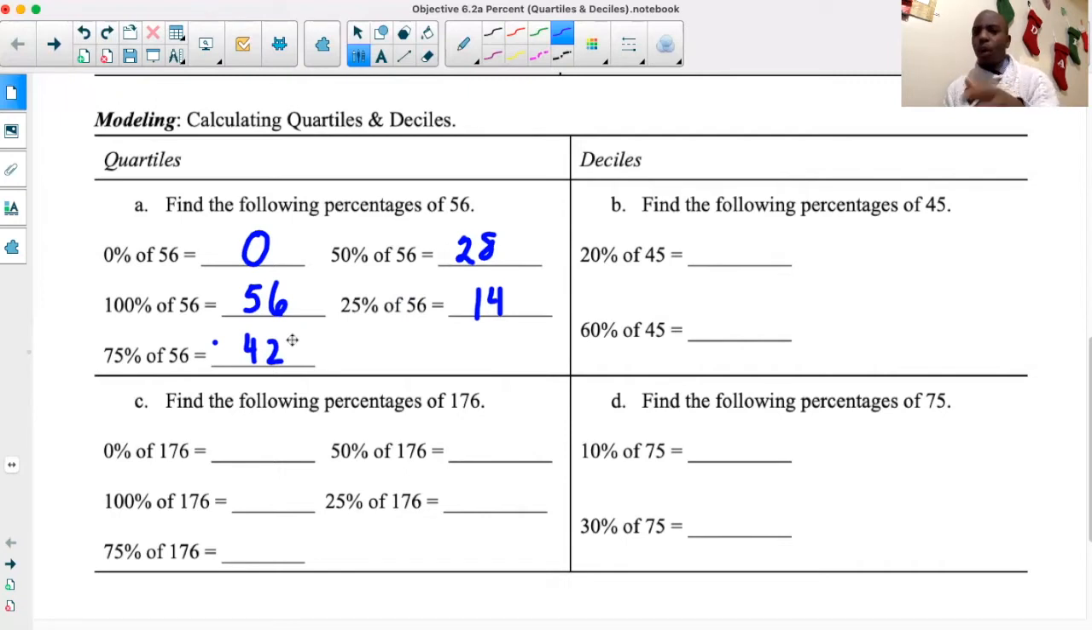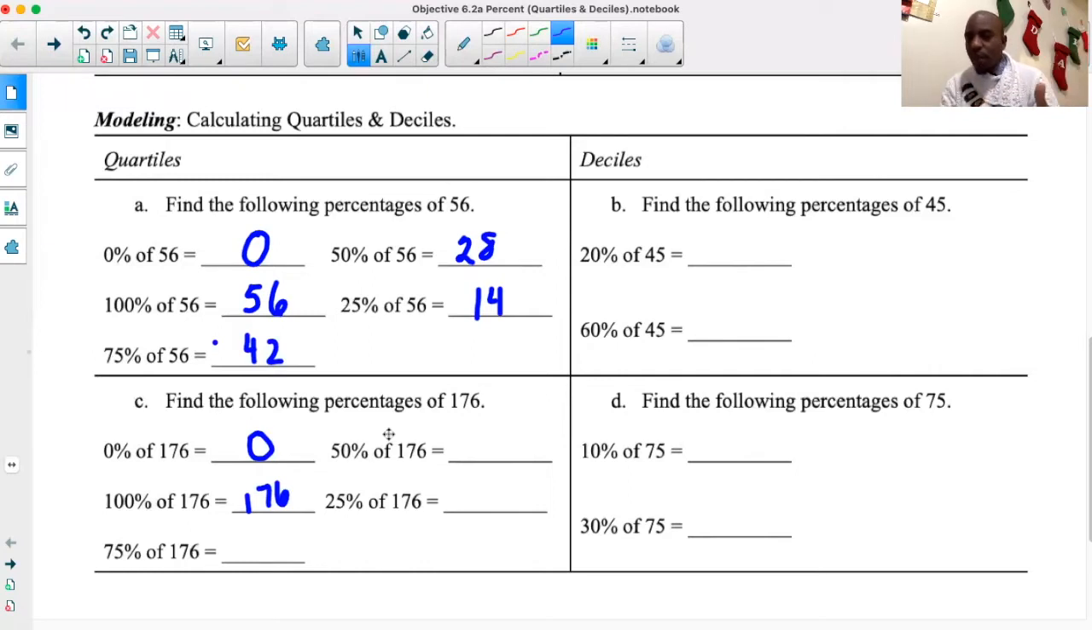And just like that, we are done. Okay. Before I go on to B, let's just knock out C. Why not? Let's do C. What is 0% of 176? 0% of any number we said was 0. What is 100% of 176? 176. What is 50% then, right?